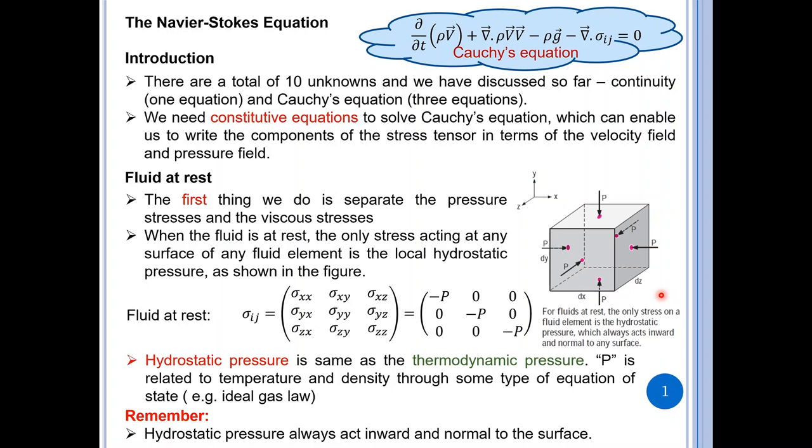When the fluid is at rest, there is going to be no viscous stresses, so the stress tensor becomes this, what is being shown here. Off diagonal component is going to be zero, and the diagonal components is only going to have pressure. Negative sign indicates here the direction that it is acting inward. Now this hydrostatic pressure is same as thermodynamic pressure, and this thermodynamic pressure is related to temperature and density through some type of equation of state.